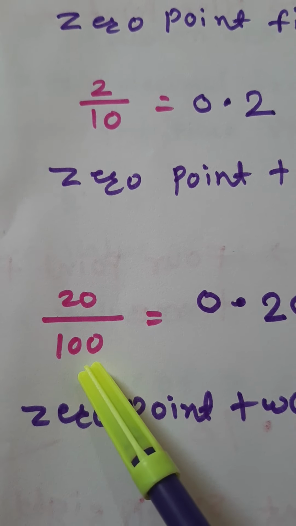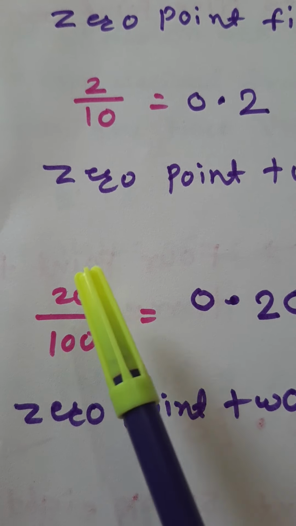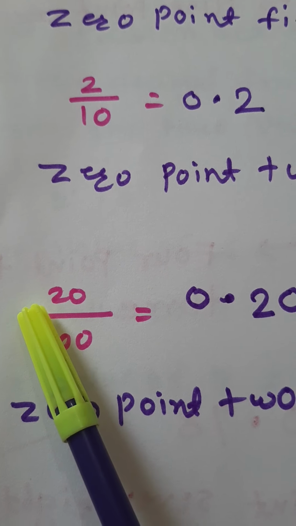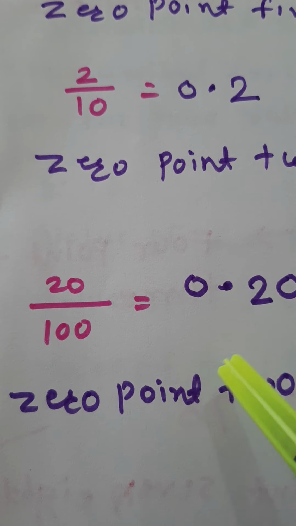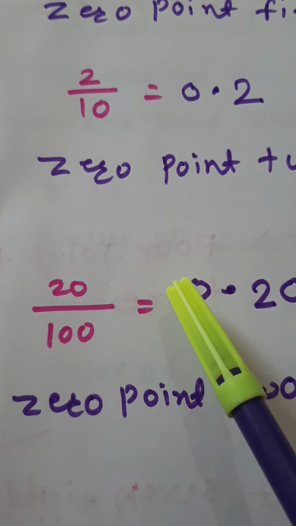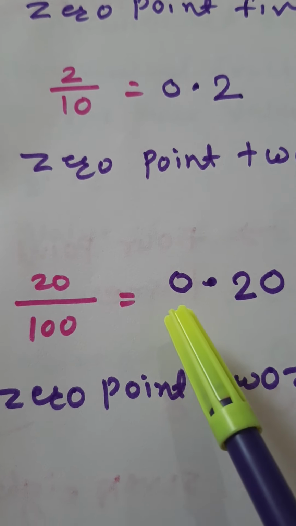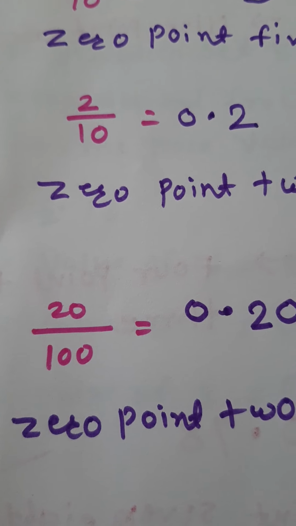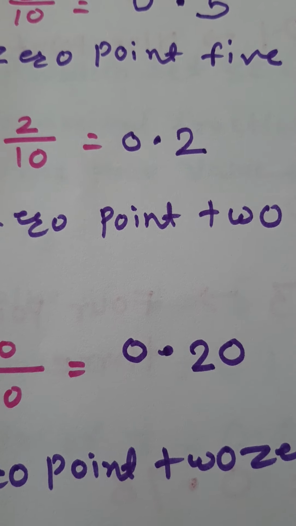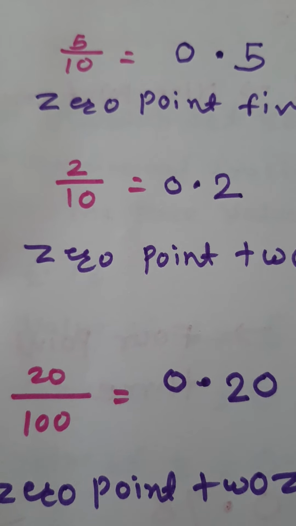20 upon 100. 2 zeros are there. So the point will come after 2 digits. Already we have 2 digits here. The whole number is not present. So we are taking here 0. 0.20. How to read? 0.20. Got it? How to convert the decimal fractions into decimal form and how to read them.